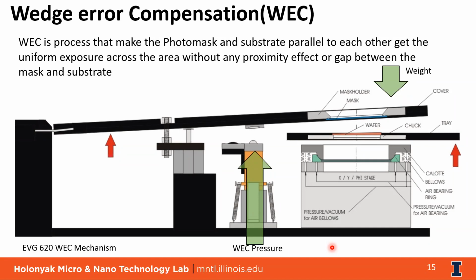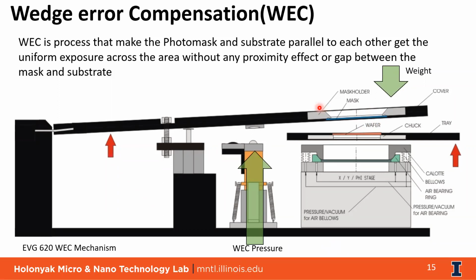Whereas in MJB3, you will be doing manual WEC. You load your wafer and substrate, and you'll be slowly increasing your Z height. And once the wafer and the mask make contact, then you'll stop it. But in EVG, the WEC mechanism works automatically by itself.